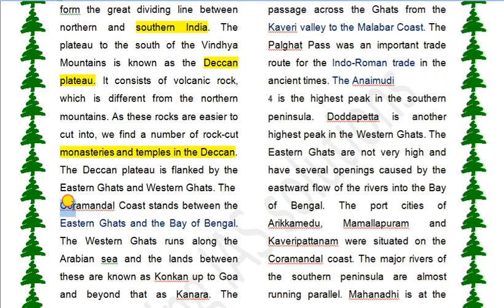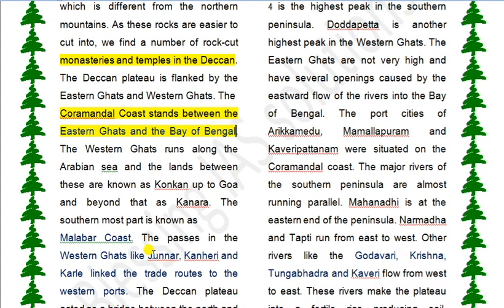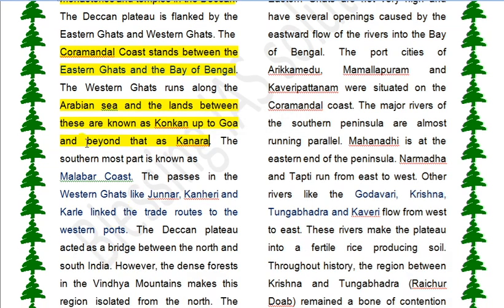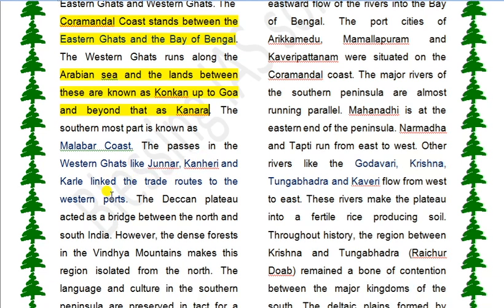The Coromandel coast stands between the Eastern Ghats and the Bay of Bengal. The Western Ghats run along the Arabian Sea, and the lands between these are known as Konkan up to Goa, and beyond that as Kanara. The southernmost part is known as Malabar Coast. The passes in the Western Ghats like Junnar, Kehari and Karle link the trade route to the western ports.